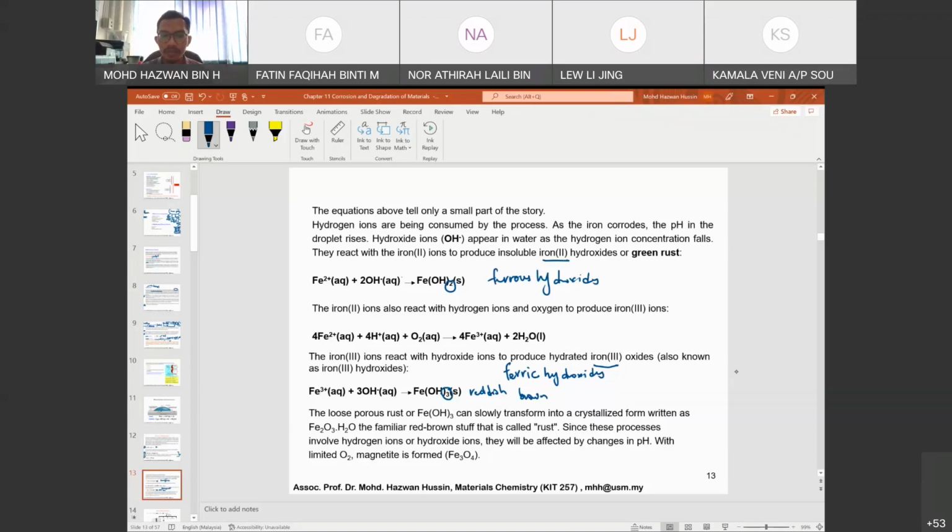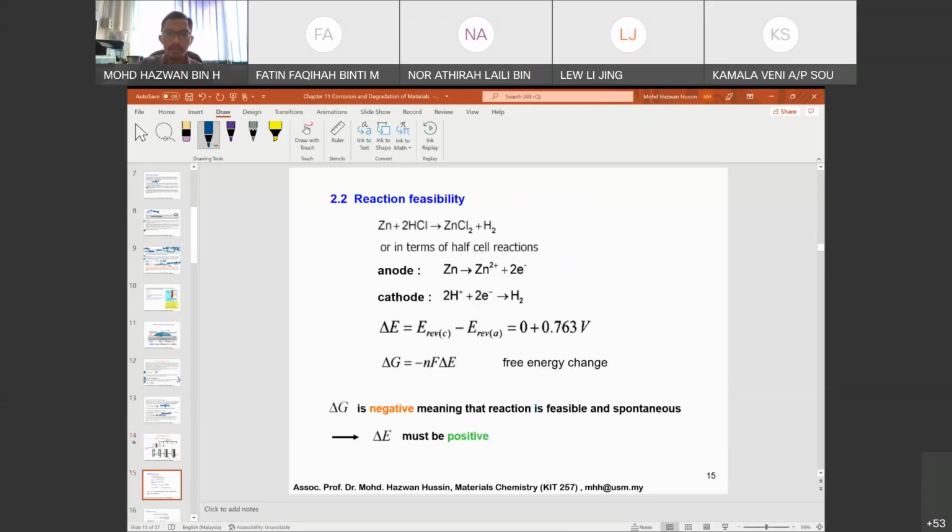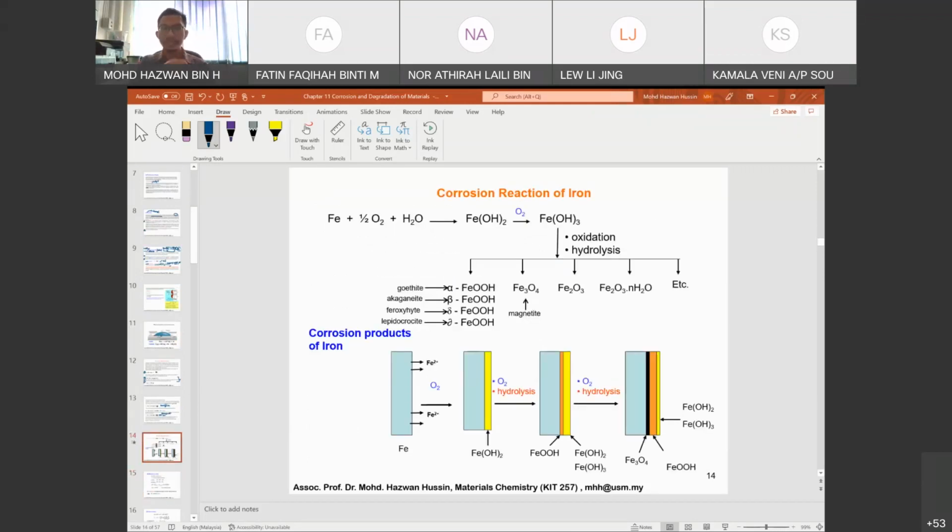Since this process involves hydrogen ions or hydroxide ions, it will be affected by changes in pH. With limited oxygen, magnetite can be formed. Magnetite is actually Fe3O4, which is another form of metal oxide or iron oxide. Okay, so I guess last slide for today. This is what I was talking about just now. We have different rust phases that can be formed after the first two reactions, so oxidation and reduction produce the green rust.